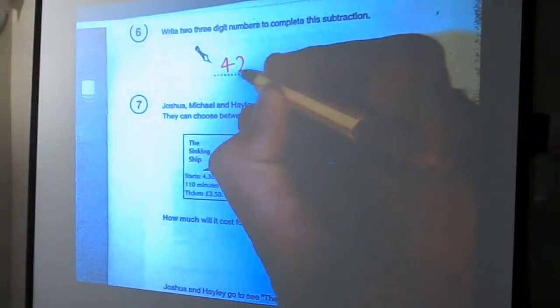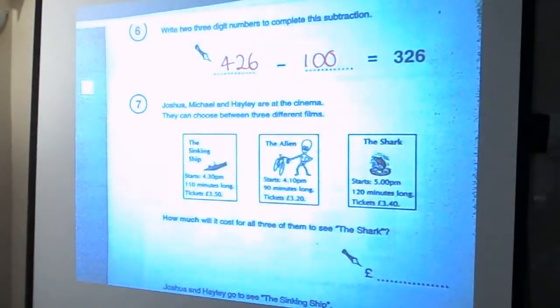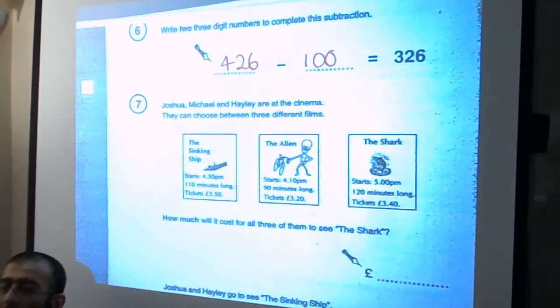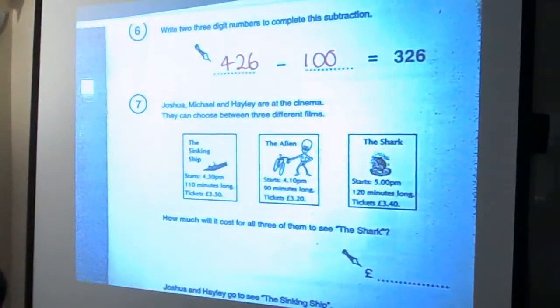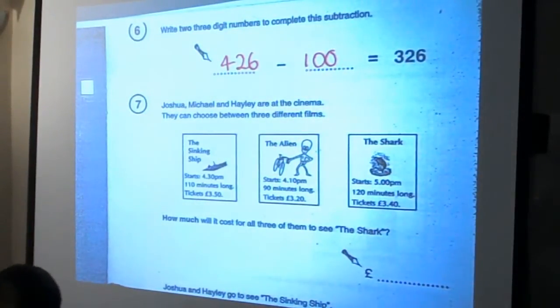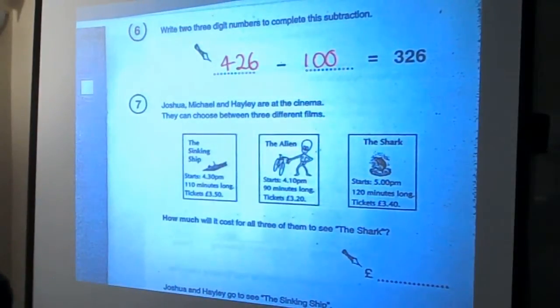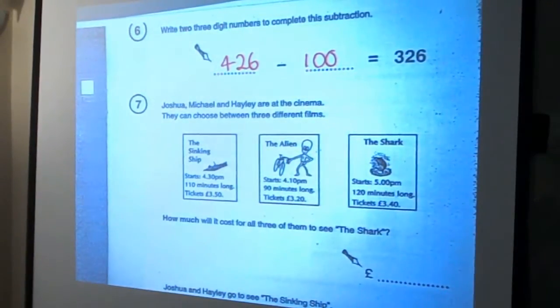So can you do 626 take away 300? Yeah, that will work as well. Anything that works. In this particular case, as long as it gives you 326, it's correct. What have you got? You put 500 minus 174, and that gives you 326, that's also correct. Anything that gives you 326 is fine. Question number 7.